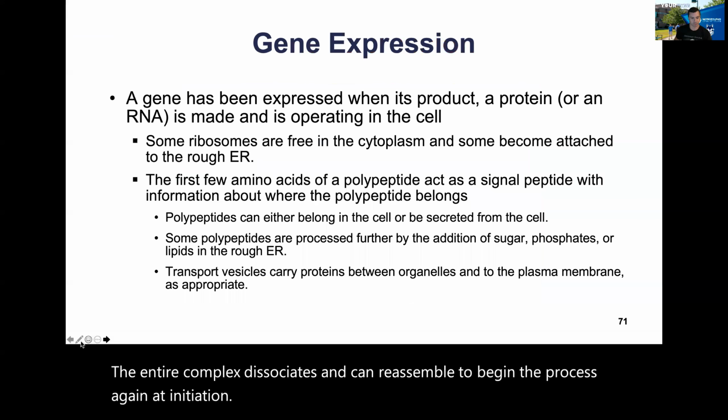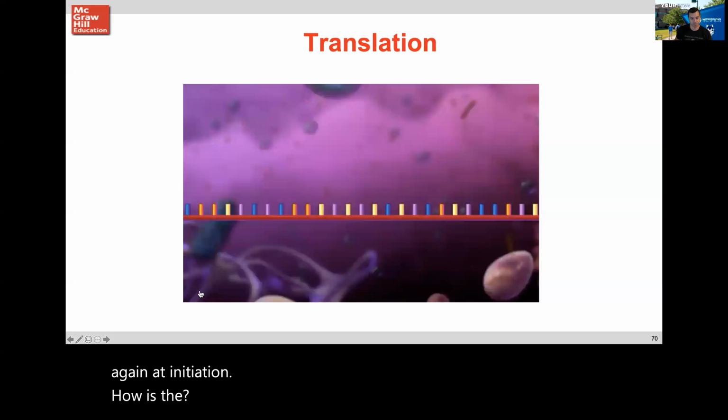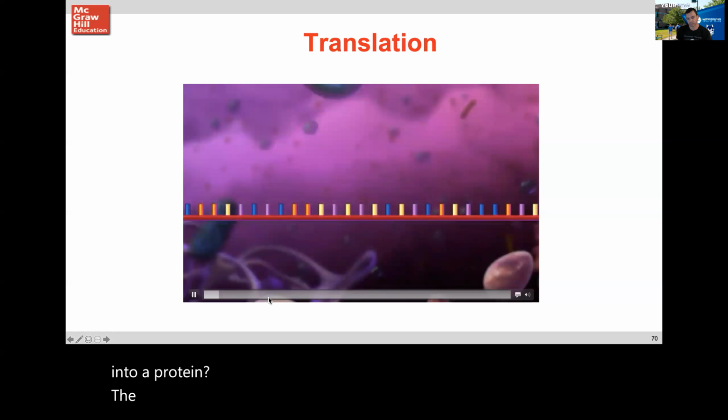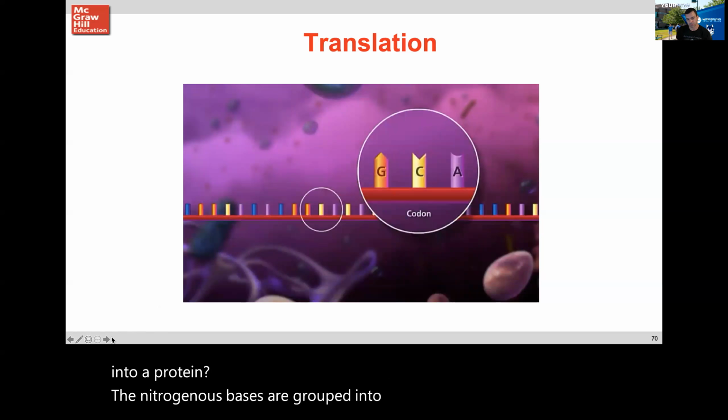How is the information in the mature messenger RNA strand translated into a protein? The nitrogenous bases are grouped into 3 letter codes called codons. Sorry.